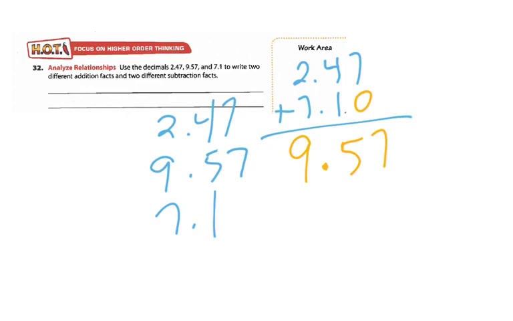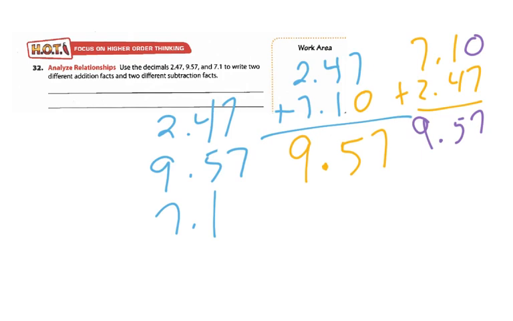Now, I'm going to do this another way that I'm going to add. Okay, so I'm going to also take 7 and 1/10, add it to 2 and 47/100. I'm going to fill in my 0 placeholder. I'm going to add. Decimal point comes straight down. Look, I get 9 and 57/100 again.